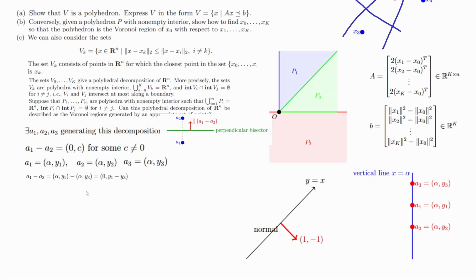But wait a second, we have A1 minus A3 is (0, y1 minus y3). So for (0, y1 minus y3) to be parallel with (1, -1), we need (0, y1 minus y3) to be some multiple lambda of (1, -1), for some lambda equals 0. But lambda can't be both 0 and non-zero at the same time. Therefore, this polyhedral decomposition cannot be realized as a Voronoi diagram.